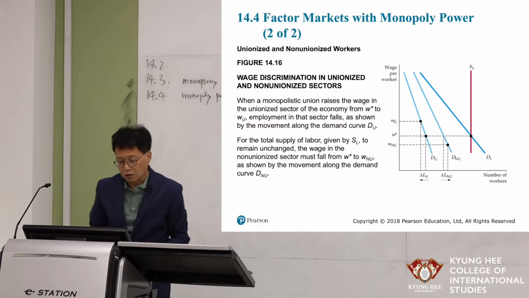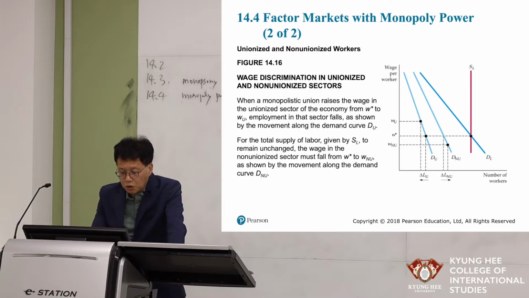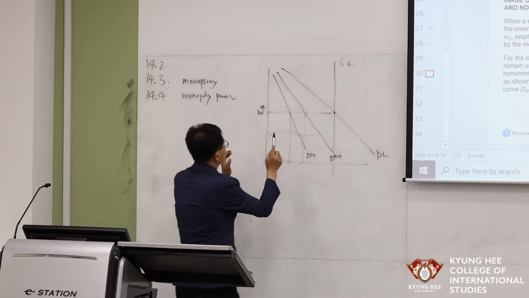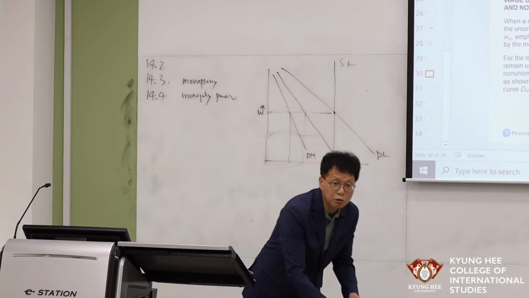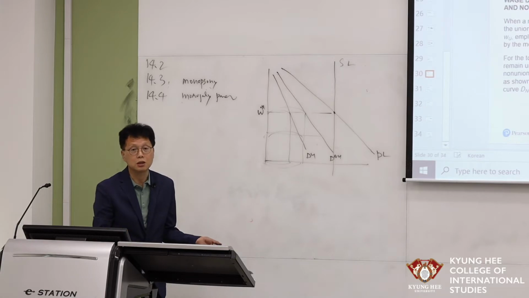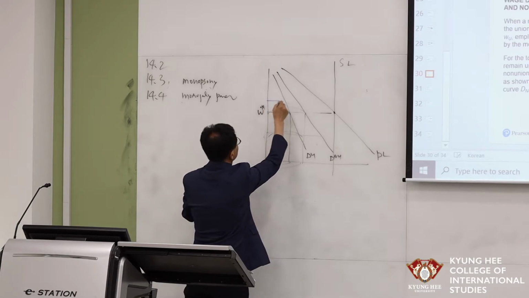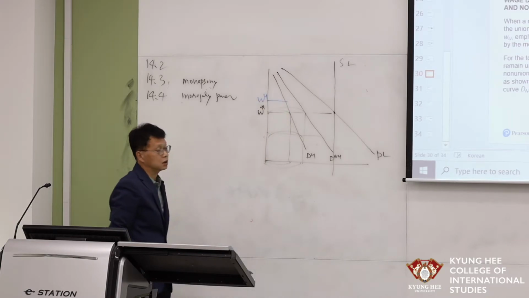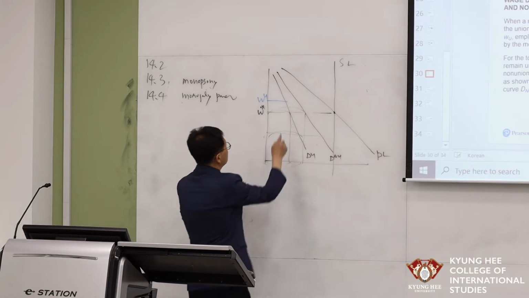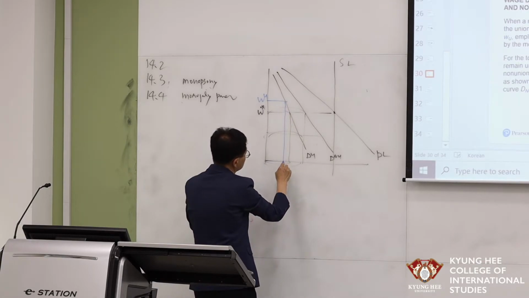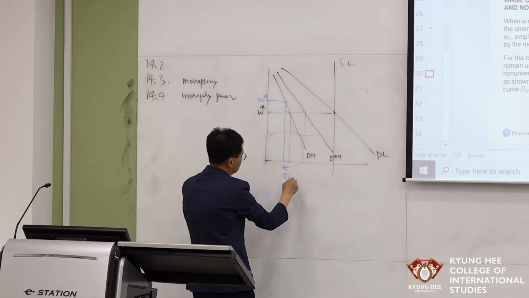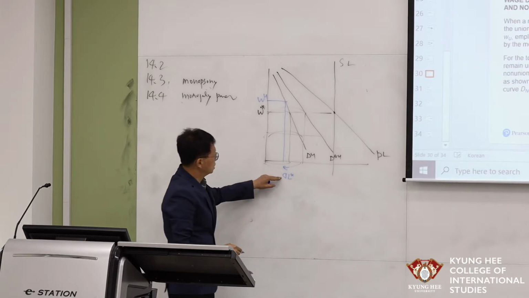Now, a monopolistic union wants to raise the wages in the unionized sector of the economy from W star to W2, so now unionized workers want higher wages using monopoly power. So the unionized workers' wage rate is increased like this. Then what happened? Unionized workers' employment decreases by this amount.